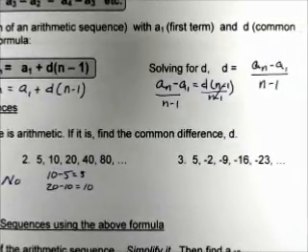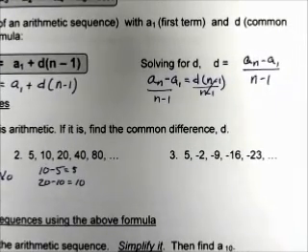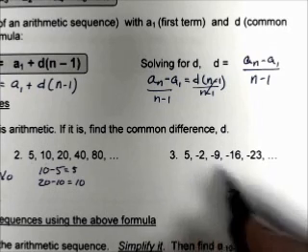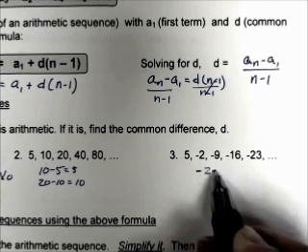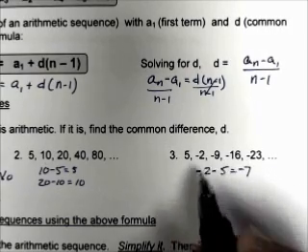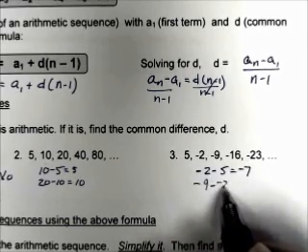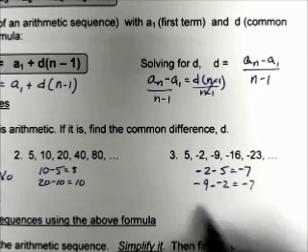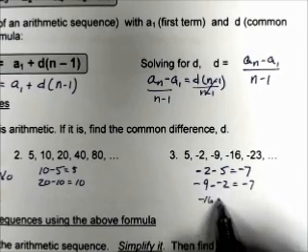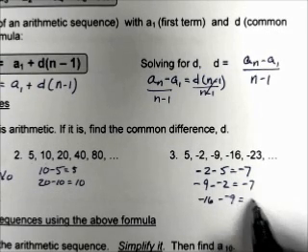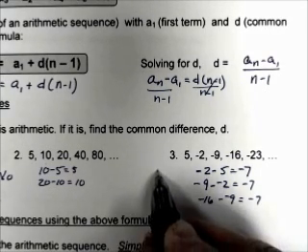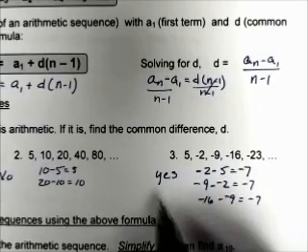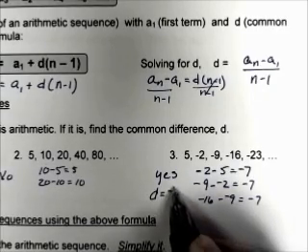Number 3: 5, negative 2, negative 9, negative 16, negative 23, and so on. Is there a common difference here? Negative 2 subtract 5 is negative 7. Is negative 9 subtract negative 2 the same? Yes, it is. Does the same hold for negative 16 subtract negative 9? Yes, that also equals negative 7, as well as negative 23 subtract negative 16 is negative 7. So yes, this is arithmetic, and the common difference is negative 7.